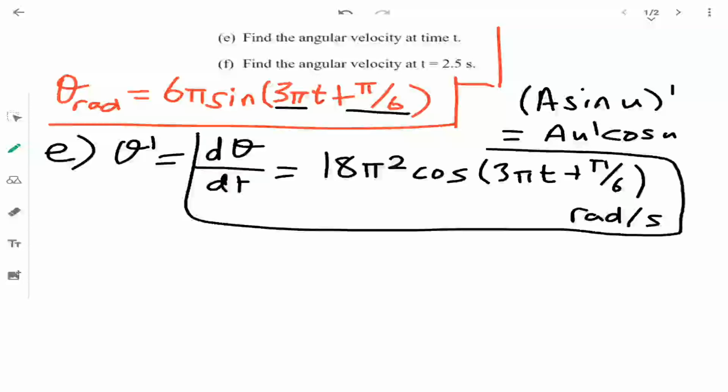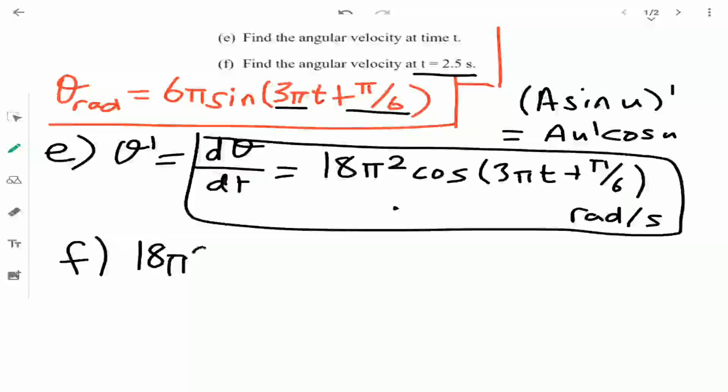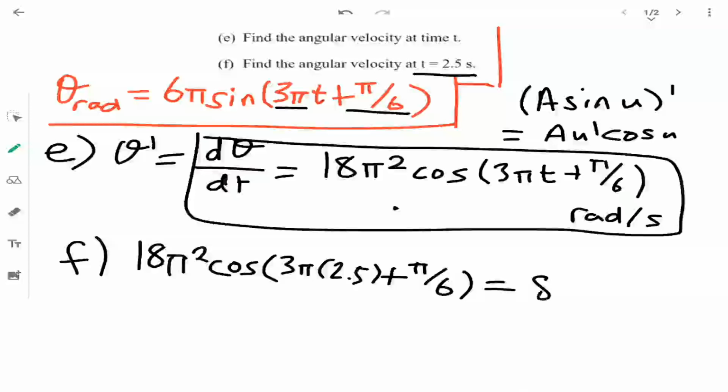Now let's go to part F. Part F is extremely simple. All they're asking us to do is find the velocity at this particular time. So using this equation, all you have to do is substitute 2.5 in t. So that's what we're going to do. 18 pi squared cosine of 3 pi times 2.5 plus pi over 6. Again, making sure that our calculators are in radian mode, and we should get around 88.8 radians per second. You just have to substitute in your calculator and you should get this answer. 88.8 radians per second.